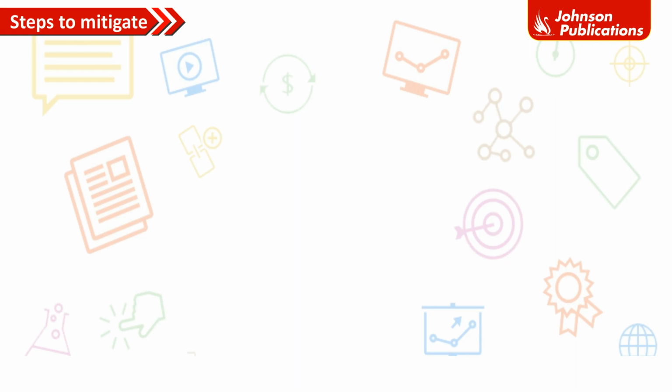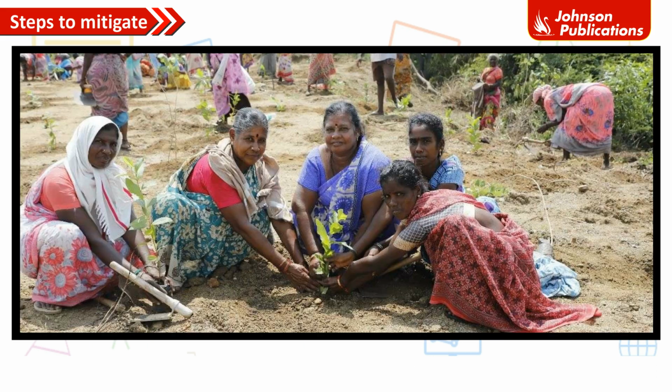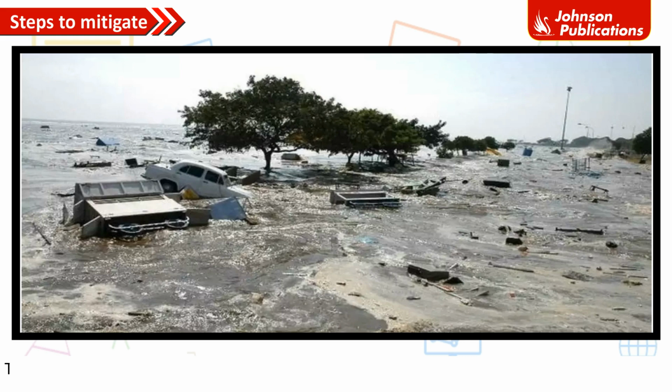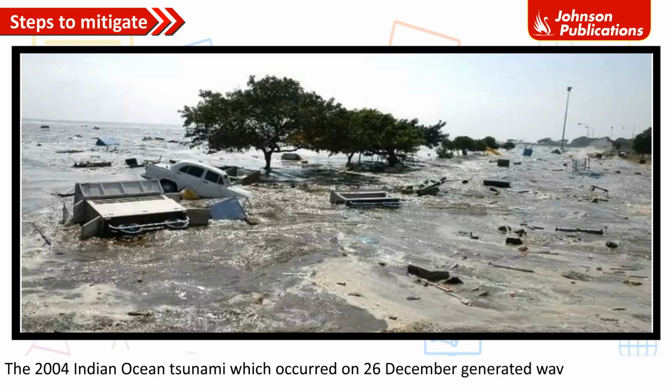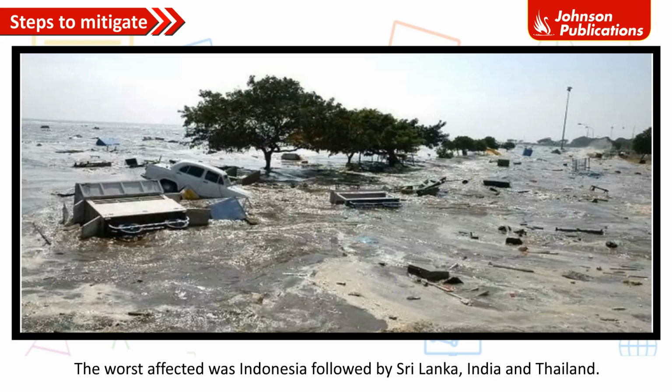Steps to mitigate: efficient management, construction of walls as done in Japan, planting trees by a village as done in Tamil Nadu, intense preparation for recovery and rehabilitation, and awareness among the masses. In 2004, the Indian Ocean tsunami which occurred on 26 December generated waves about 100 feet high and killed nearly 230,000 people in 14 countries. The worst affected was Indonesia, followed by Sri Lanka, India and Thailand.